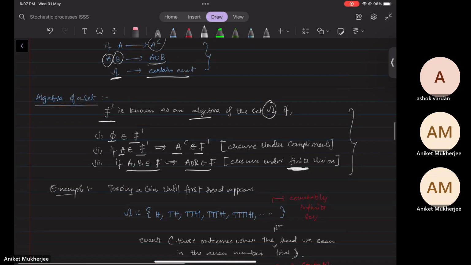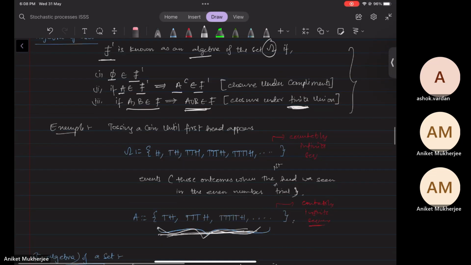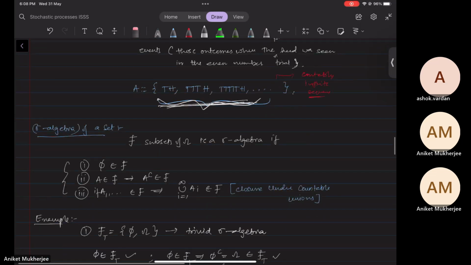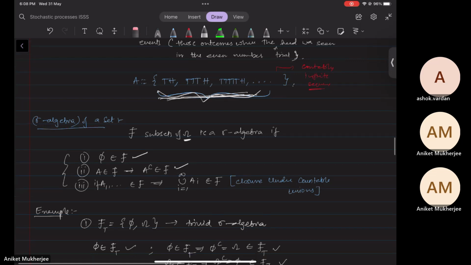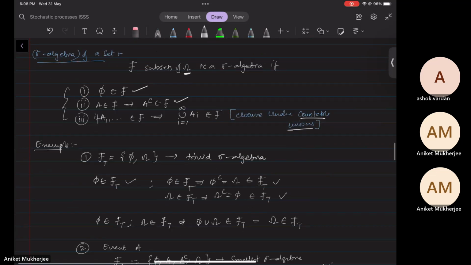But the algebra set is defined only on finite unions, so you need to extend it to infinite unions. There you define a sigma algebra. A collection of subsets of the sample space is a sigma algebra if the first property remains the same: the null set belongs to the sigma algebra. The second also remains the same: closed under complements. The third one is modified: now countable unions. So it's not just finite unions, it's countably infinite unions also.